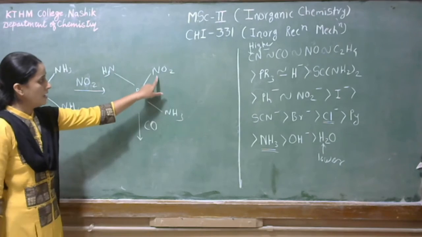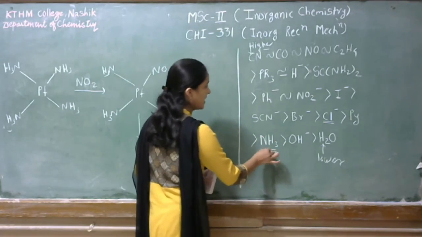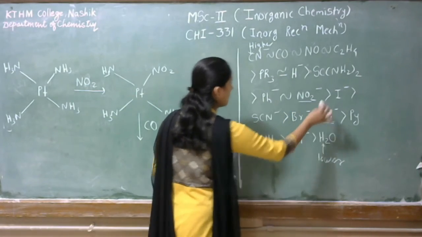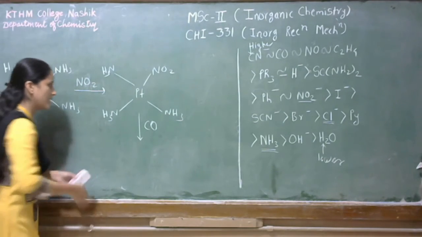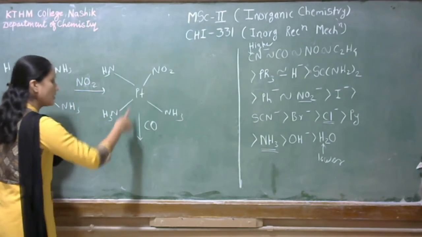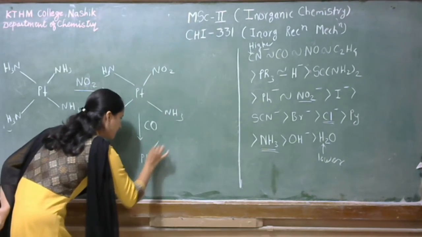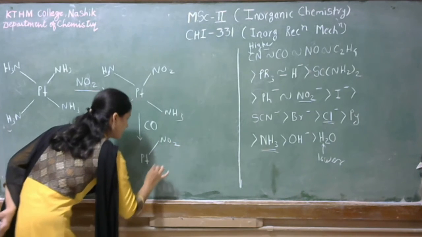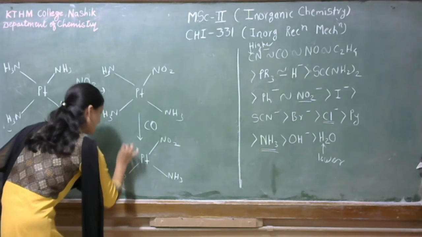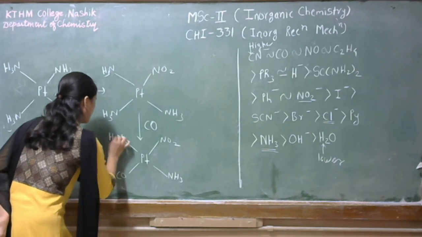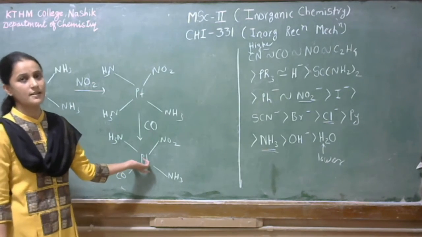So let's see the trans-directing effect of NO2 and NH3. Here is your NH3 and here is your NO2. Obviously NO2 has more trans-directing effect as compared to NH3. So obviously its trans position, or its trans NH3, gets replaced by CO. Again, here the trans isomer is formed.